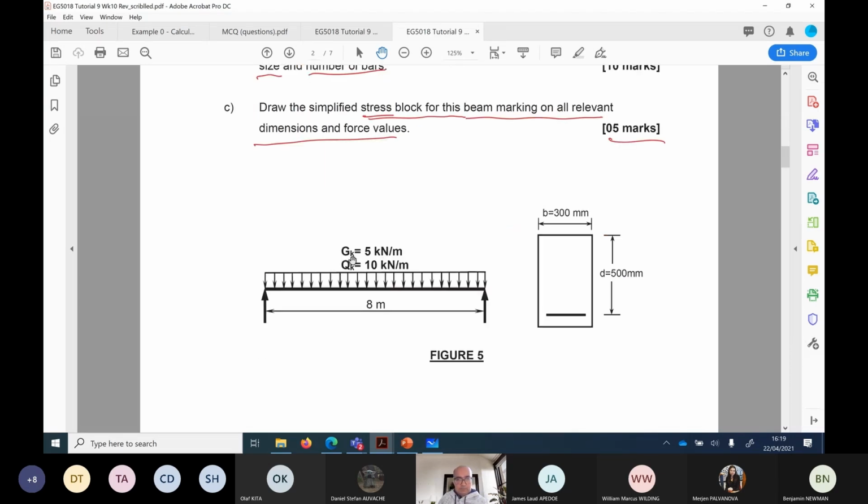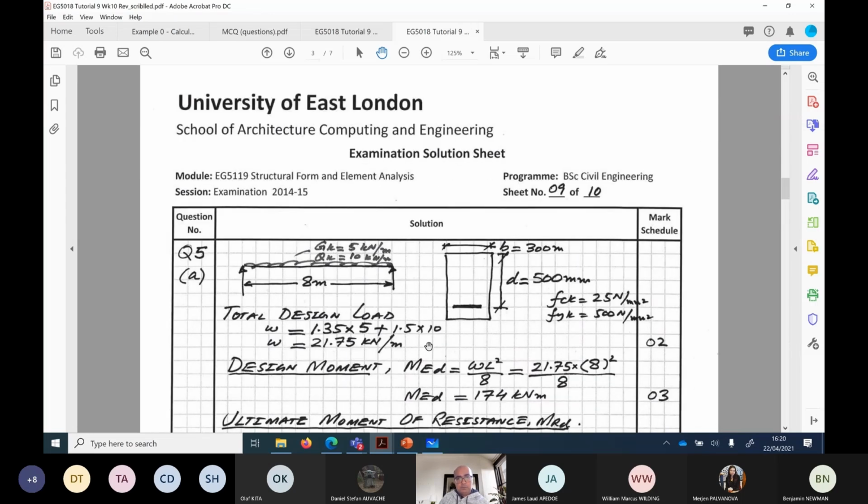The section size is given to us, which is 300 by, the overall depth is not given, the effective depth on the other hand is given, which is 500 millimeter. Gk is 5 kilonewton per meter, Qk is 10 kilonewton per meter, and the span of the beam is 8 meter. So let me move on to the solution.